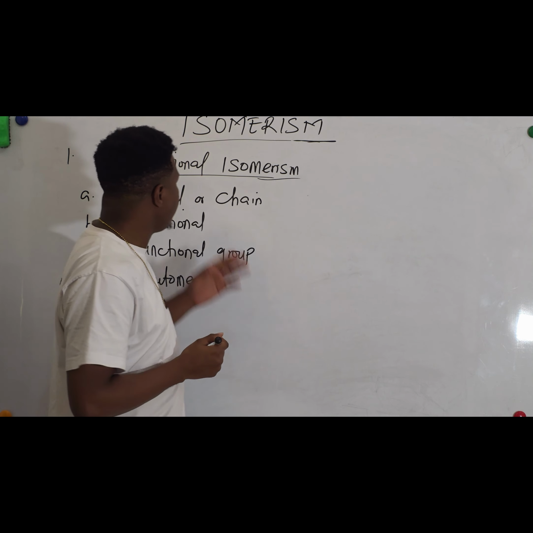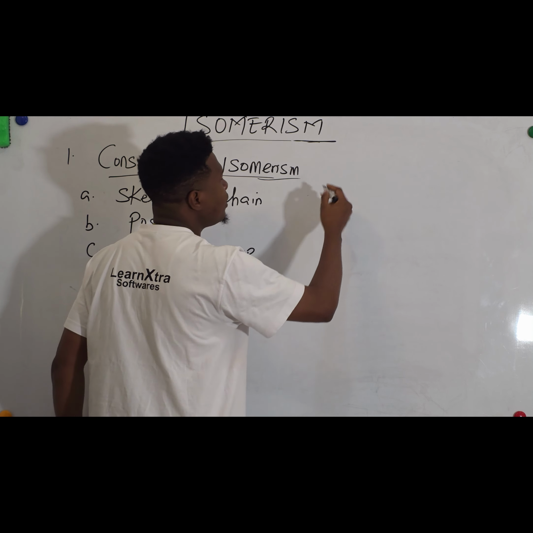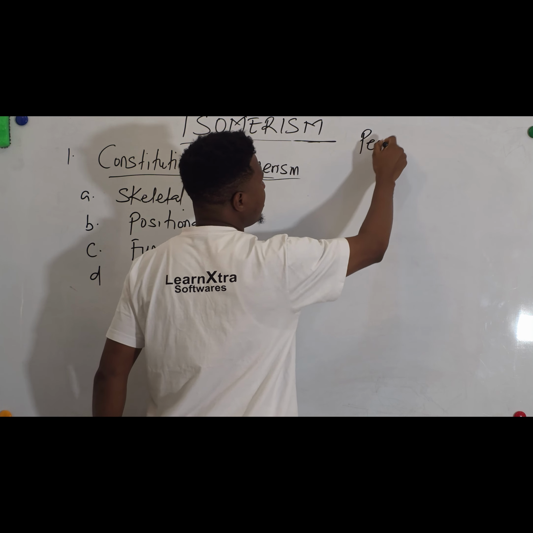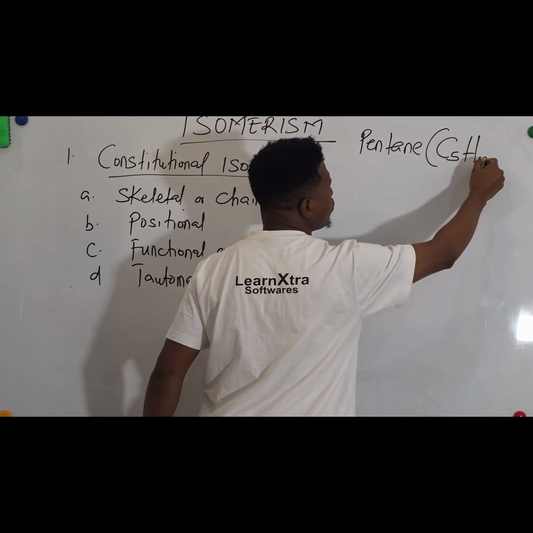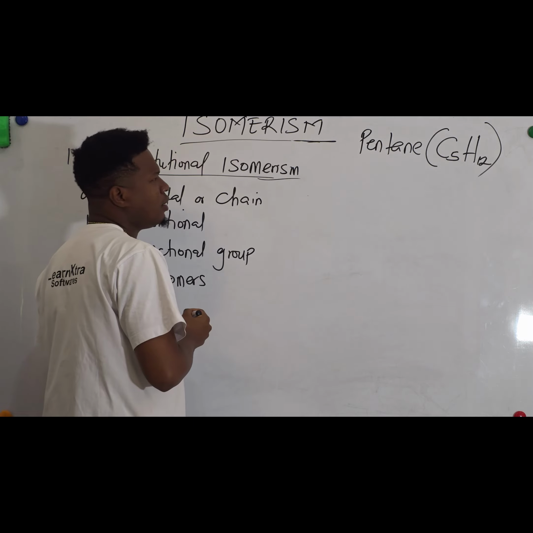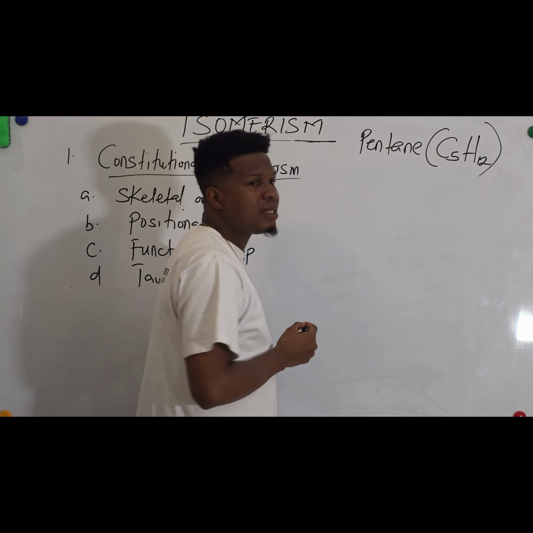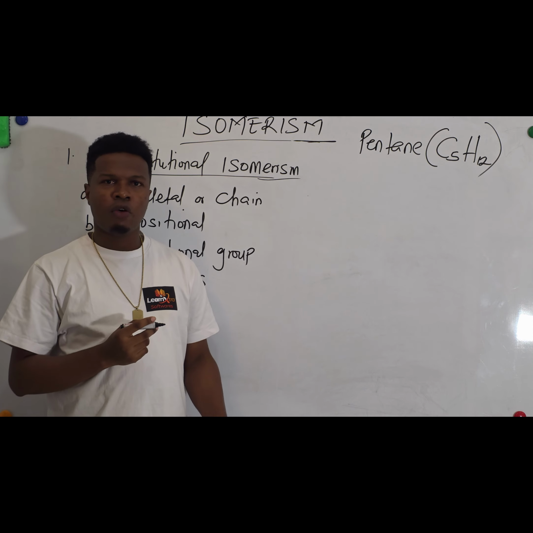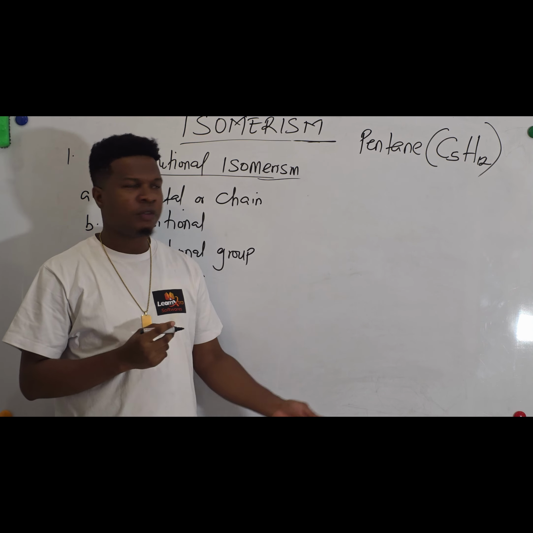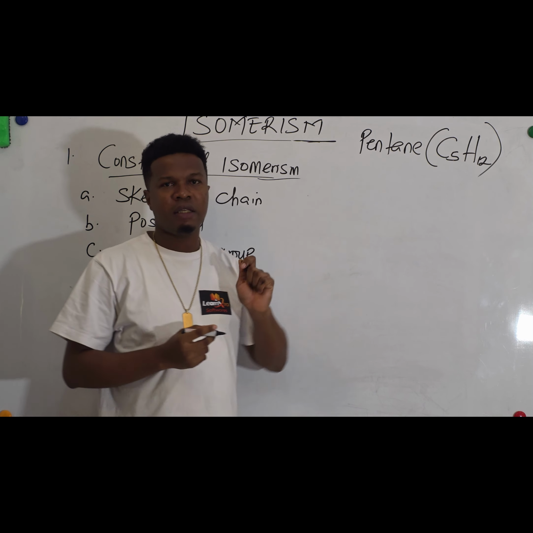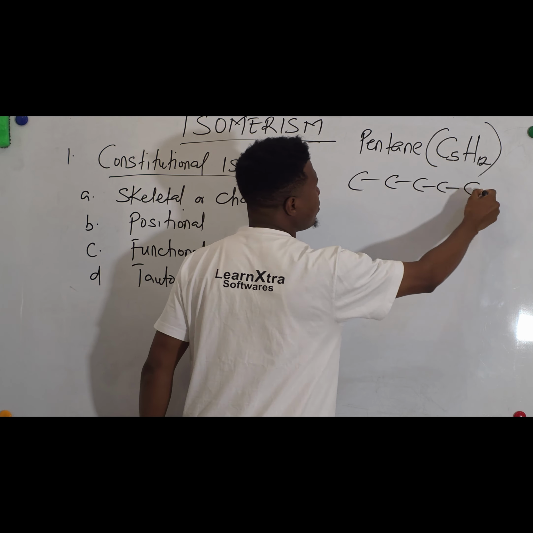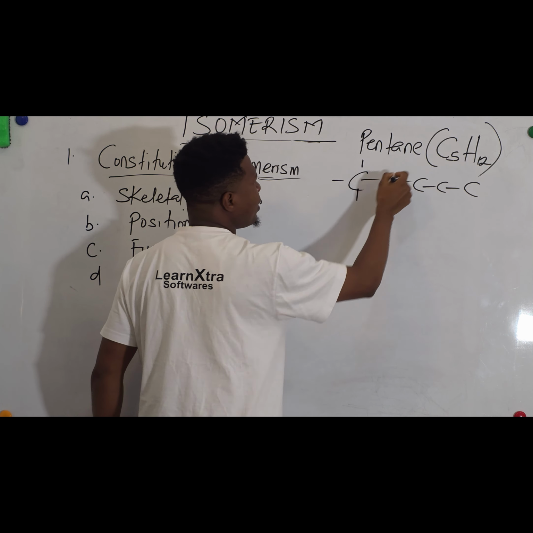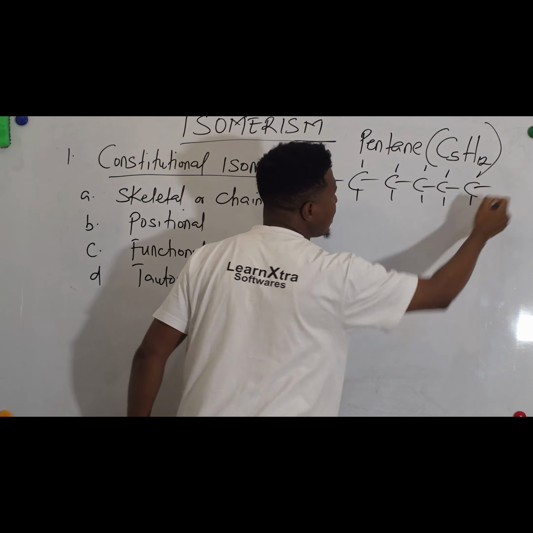Another example of this skeletal isomer can be seen in pentane. Pentane is C5H12. How did I get C5H12? Remember, the formula for alkane is CnH2n+2. So 5 times 2 is 10, plus 2 is 12. The 5 is already in the Cn. So the first isomer is the straight chain isomer, 1, 2, 3, 4, 5, which is the normal pentane. I will not bother putting the hydrogen. This is the normal pentane.